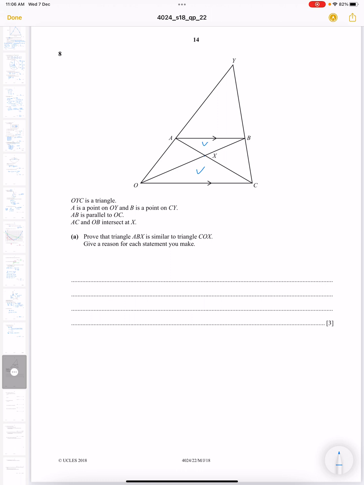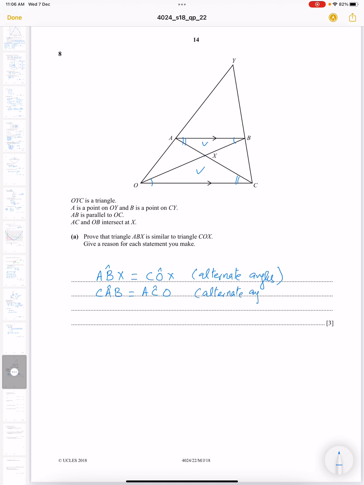In order to prove similarity, we can prove only two angles. If they are equal, then the third angle will also be equal and the triangles will be similar. We can see clearly that angle ABX is equal to angle COX, right? First statement: these angles are alternate. Then similarly, angle CAB is equal to angle ACO. These are also alternate angles.